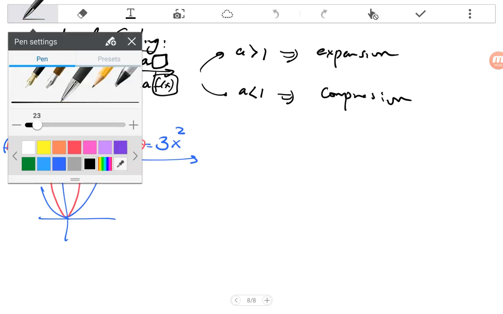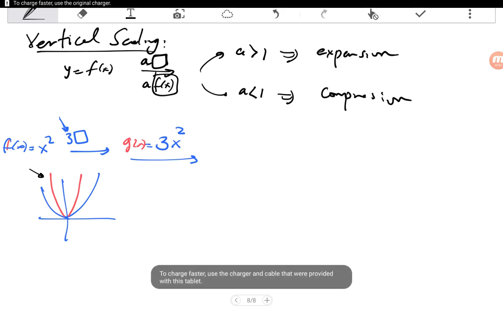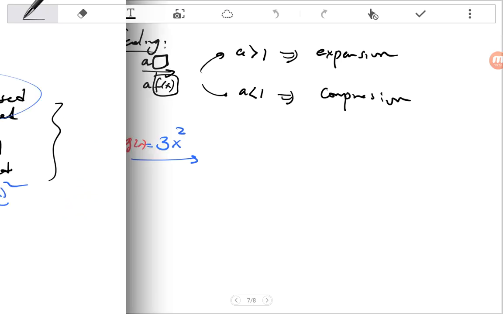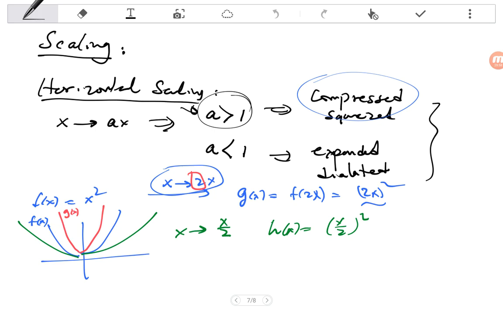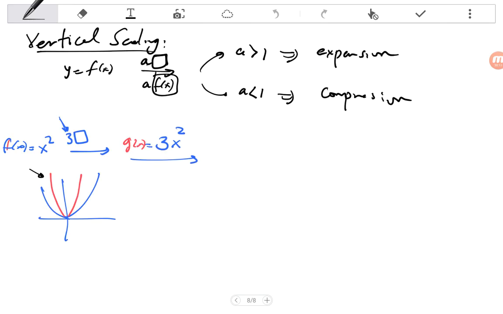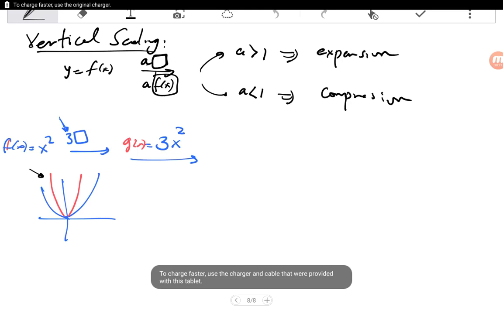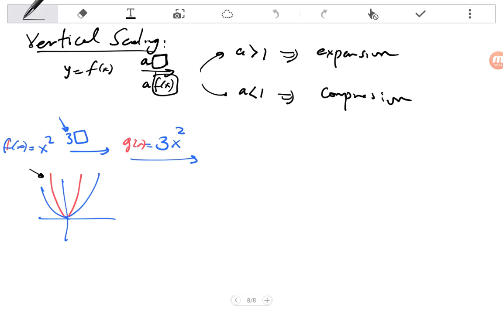Now, we may notice that this function is close to this one. What is the difference between this red one, which was made by a horizontal compression, and this one, which is made by a vertical expansion? These two transformations may be equivalent. We may have equivalent transformations, but they may give the same result eventually.